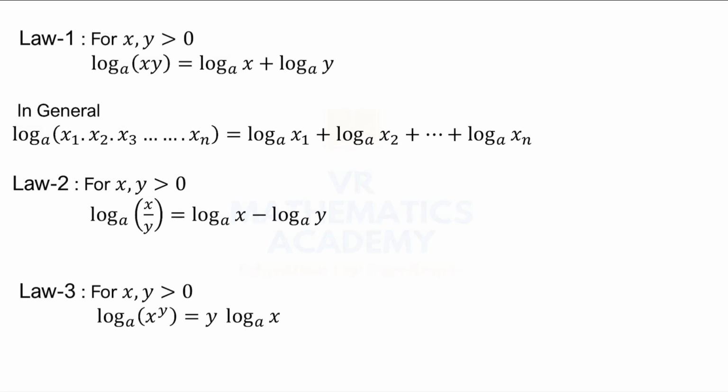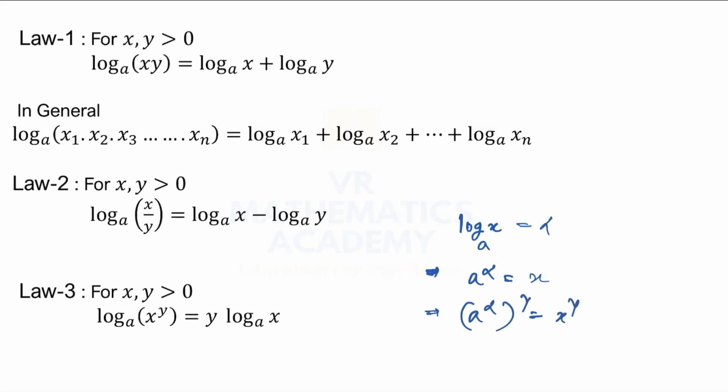That is, the power will multiply with the log of x. How will we prove this law? For proving that law, we will assume log x base a will be equal to alpha. So by the definition of logarithm to exponent, it can be written as a raised to the power alpha is equal to x. Now we apply the power y on both sides.